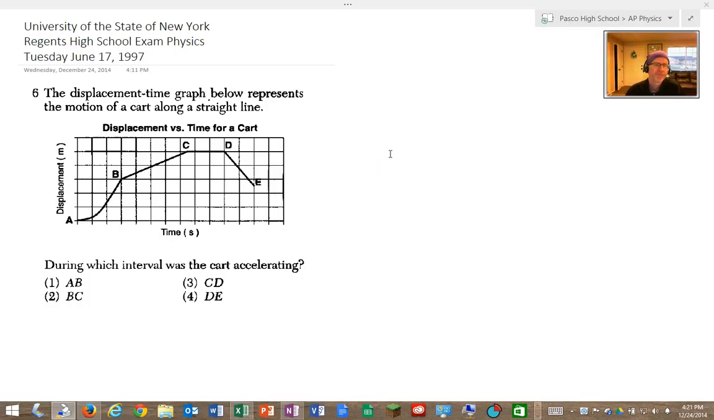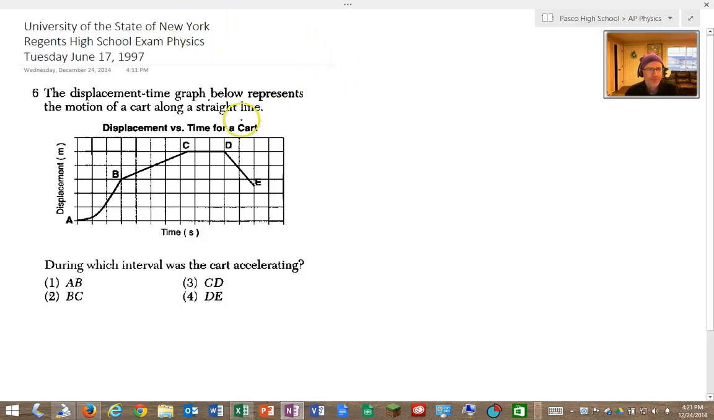We're talking about physics questions today. Today's question is from the Regents exam in physics for the state of New York, Tuesday, June 17, 1977. These are exams given to all high school students that were hoping to go to college. And so let's see here. What do we got?